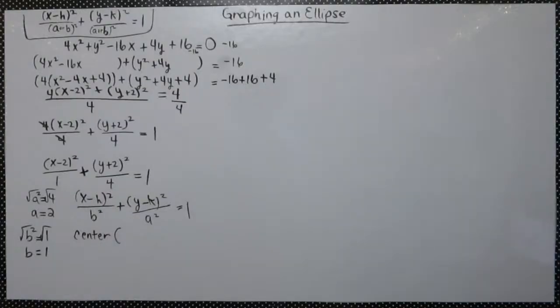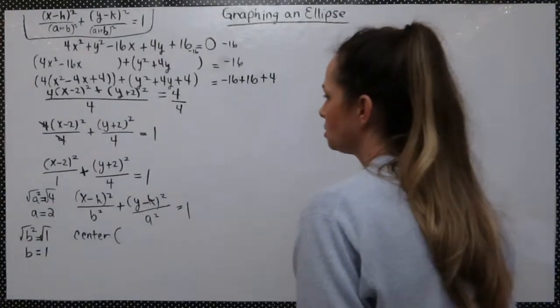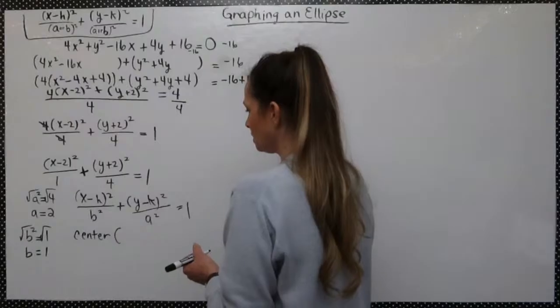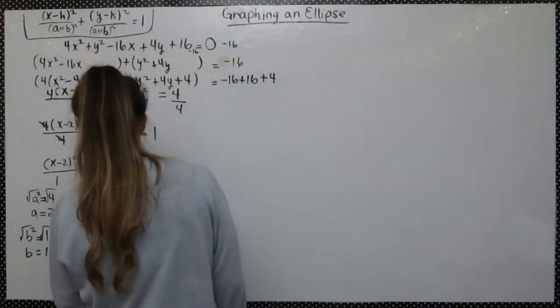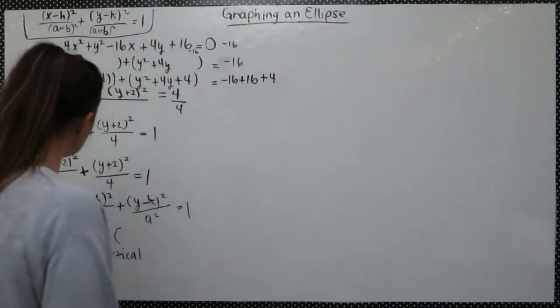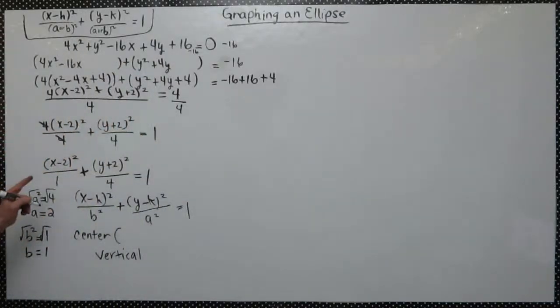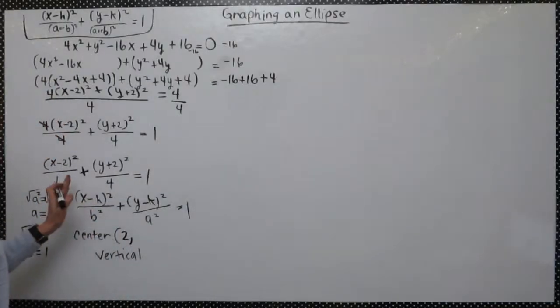It's going to be a vertical ellipse, and yes, this is correct. So it's going to be vertical. And the center is going to be, if the form is negative and your value is negative, then it's a positive value because you're not having to do any math to get it. It is what it is. So you can just pull that value.